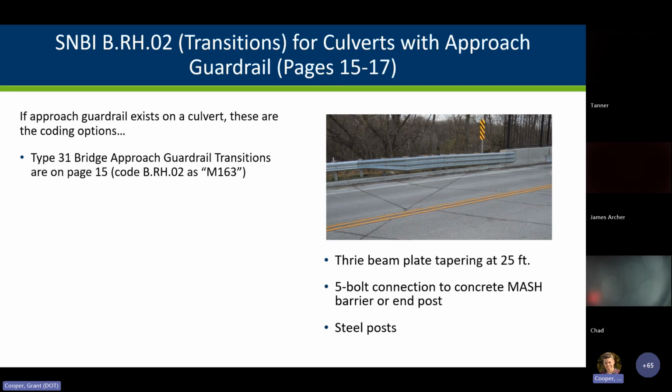We have all the different types of guardrail. We'll be doing this soon for bridges as well. But anyway, for our guardrail transitions, there are several different types, starting with the MASH. That's the type 31. That's on page 15 that you see here. That has what we call a thrie beam instead of the old W beam on that transition area. It's going to have a 5-bolt connection to the end, and it will have steel posts on those MASH ones.